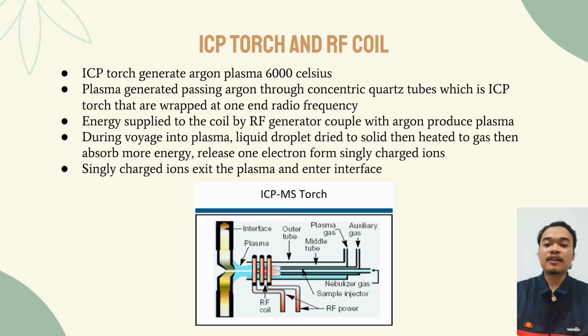ICP torch and RF coil. The ICP torch generates argon plasma at 6000 Celsius. Plasma is generated by passing argon through a concentric quartz tube, which is the ICP torch, wrapped at one end by a radio frequency coil. Energy supplied to the coil by the RF generator, coupled with argon, produces plasma. During the voyage into the plasma, the liquid droplet is dried to solid, then heated to gas, then absorbs more energy and releases one electron to form a singly charged ion. Singly charged ions exit the plasma and enter the interface.